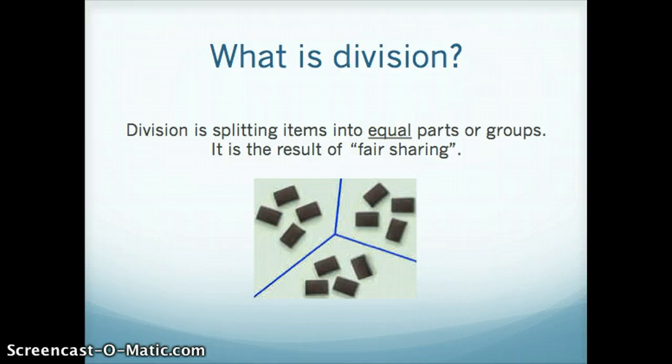Our first question is, what is division? Division is splitting items into equal parts or groups. It is the result of fair sharing, and it is very important for us to remember that it is equal parts. That is our big reminder. And there is a picture down below to kind of get you thinking about equal parts or fair sharing. You can see in the picture that there are chocolate pieces, and they are divided into 3 groups, and they are equal, so there is fair sharing.